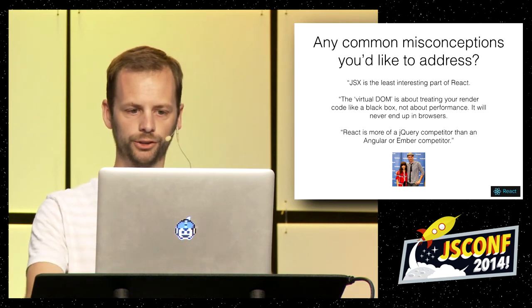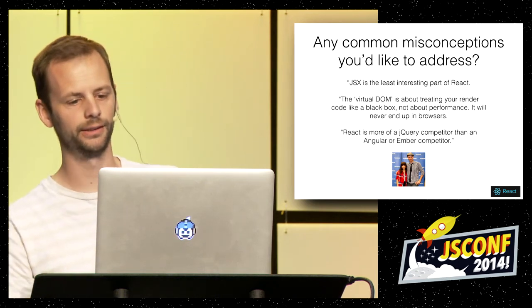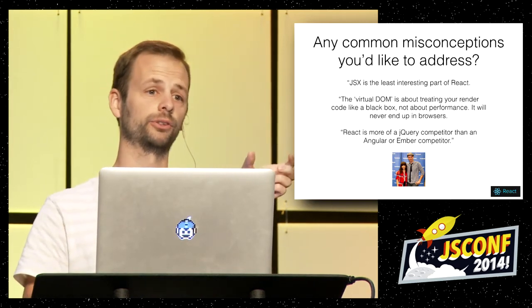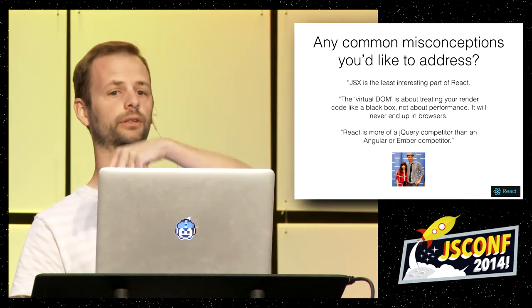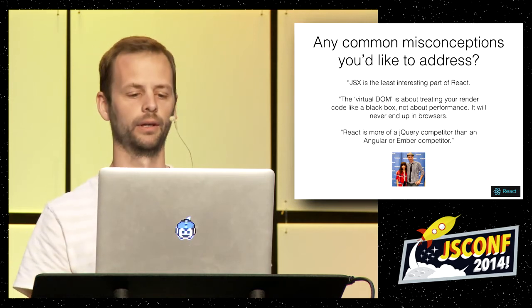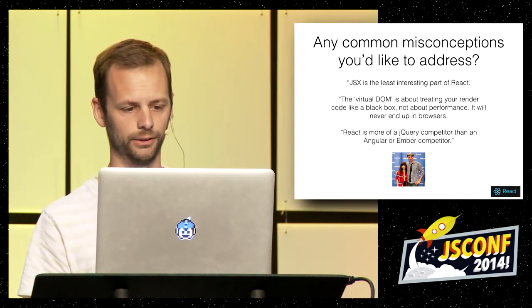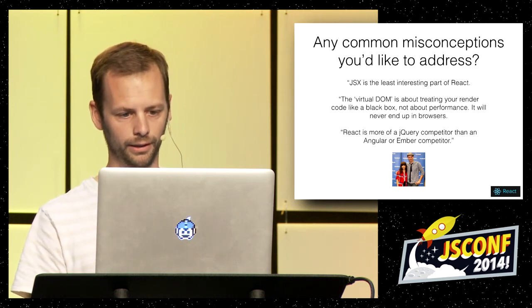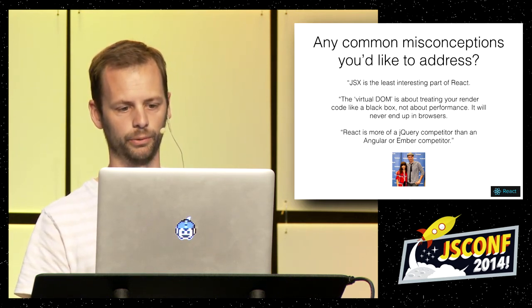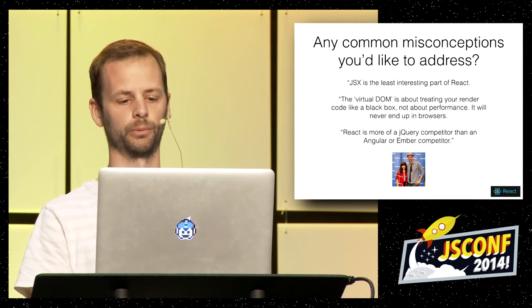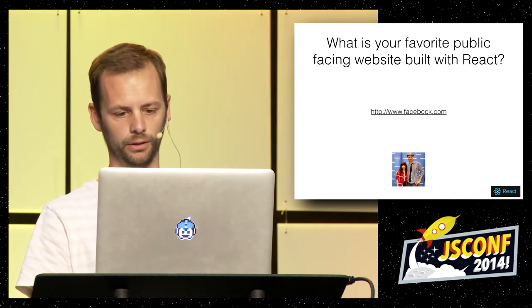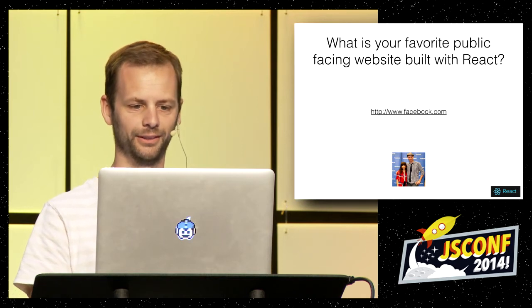A couple common misconceptions. JSX is the least interesting part of React. JSX is basically XML in your JavaScript rather than JavaScript in your template. You go the other way. I love using JSX. It's a harmless declarative language. Dump it into the imperative one, feels great. The virtual DOM is about treating your render like a black box. It's not about performance. His favorite website that uses it is Facebook.com, of course. Wants to keep his job.